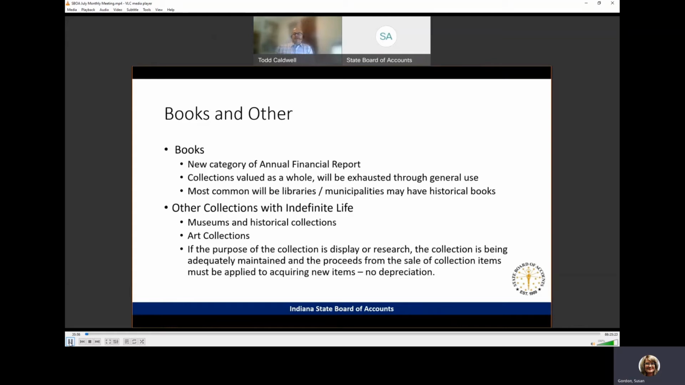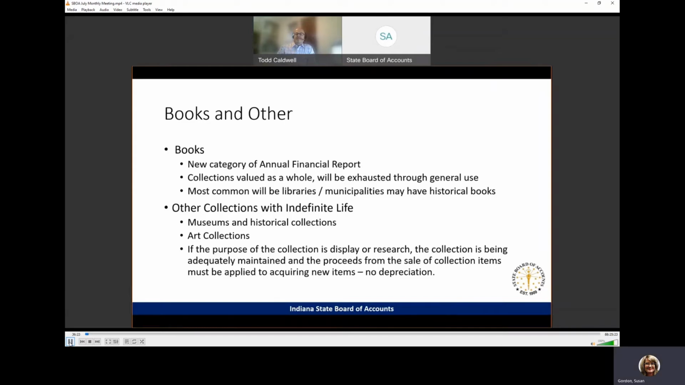Books and other types of assets. This category is new, and you are going to see it on your annual report when you're in Gateway doing that at the end of the year. However, most of you will never use this. This is typically going to be used by libraries to report their books and materials that they circulate. But a city or town could have a historical collection of books, and if they do, it can go here.